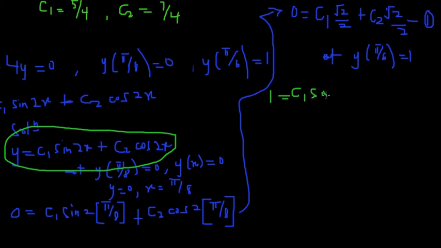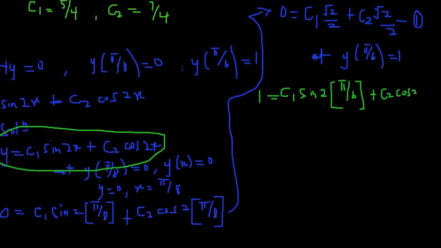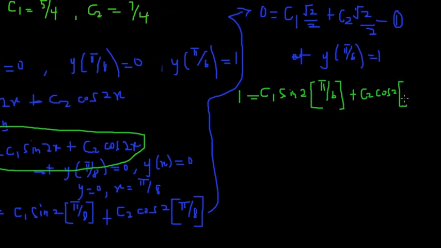of 2 times x, which is π/6, and then we have plus C2 cos 2 times π/6. The same thing applies to this. When you convert your calculator into radians and then you punch sine 2π/6, you end up with root 3 on 2.